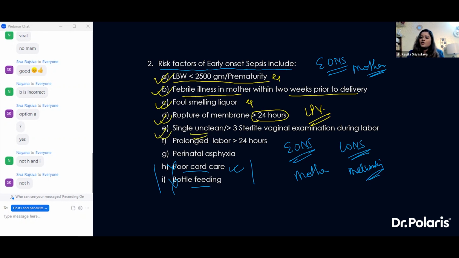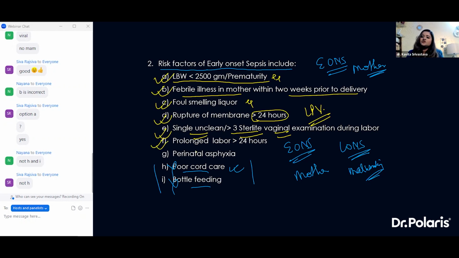Single unclean, very important words. Please remember these things. Even one unsterile examination of the private parts of the mother by any doctor can result in onset of infection, or even more than 3 sterile vaginal examinations during labor. So repeated examination of the vaginal part of the mother can result in introduction of infection inside the sterile bag where the baby is present. So that can also cause early onset neonatal sepsis.